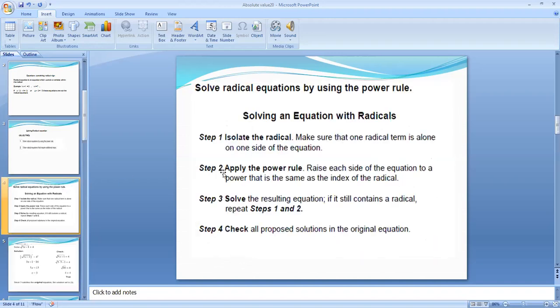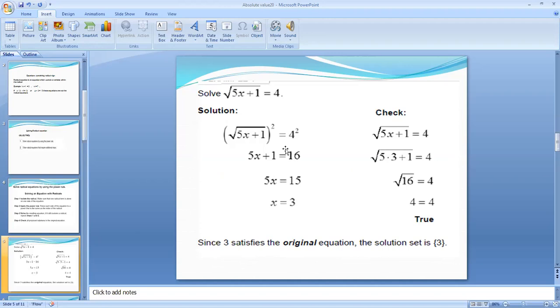What is step 2? Apply the power rule. We square because the index of the radical is 2. We know the rule of power, √x times √x is equal to x. So (√(5x + 1))² we can remove the radical sign by squaring. Now we get 5x + 1, and the square of 4 is 16. Now simplify the equation further. 5x + 1 = 16, so 5x = 16 − 1 = 15. Divide the whole equation by 5, so x = 3.